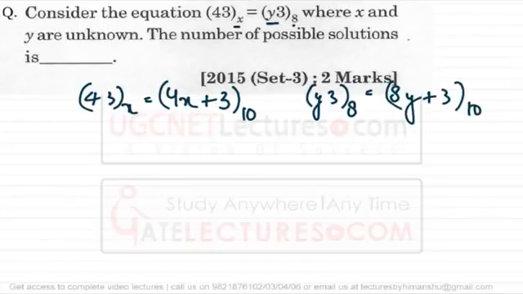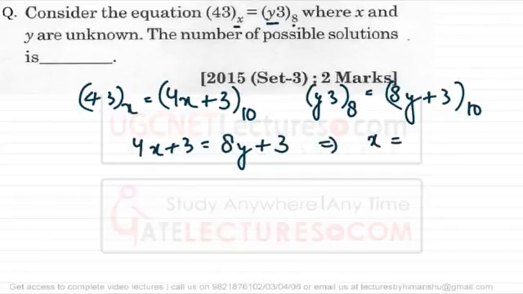Now I'm going to equate them. So 4x plus 3 is going to be equal to 8y plus 3. So what we get from them is x must be equal to 2y. Okay, so now you know how many possible solutions there are, how many valid values of x and y. There can be an infinite number of values, right? If you take x is equal to 1, y is going to be 0.5, though 0.5 is not a valid base, but that's a different matter. We're just talking about the values of x and y. If you take x as 2, y is going to be 1.